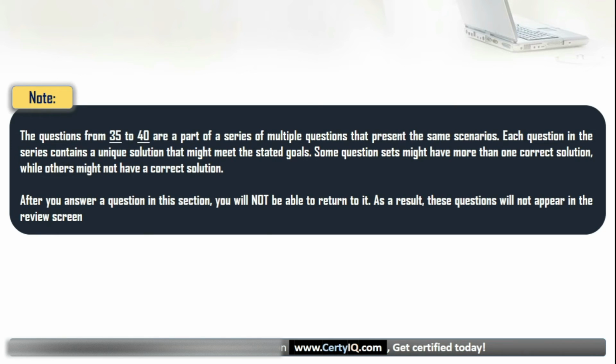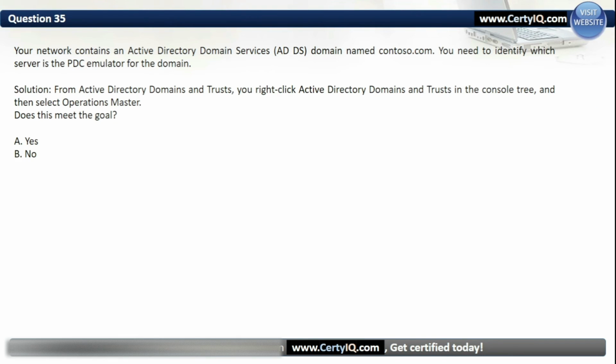After you answer a question in this section, you will not be able to return to it. As a result, these questions will not appear in the review screen. Question 35. Your network contains an Active Directory Domain Services domain named contos.com. You need to identify which server is the PDC emulator for the domain. Solution: from Active Directory Domains and Trusts, you right-click Active Directory Domains and Trusts in the console tree and then select Operations Master. Does this meet the goal?